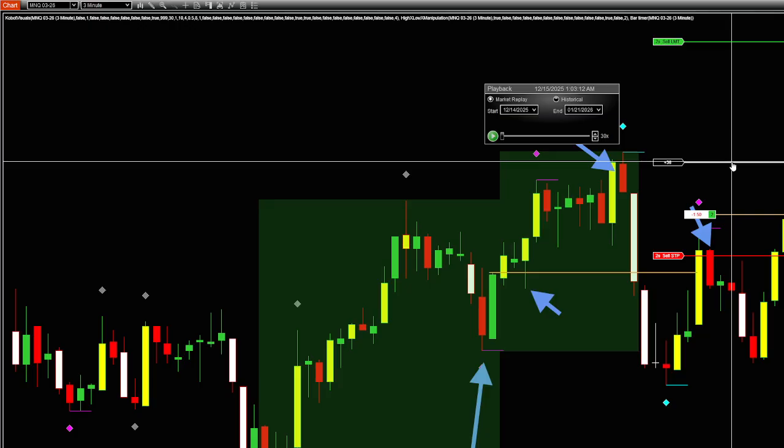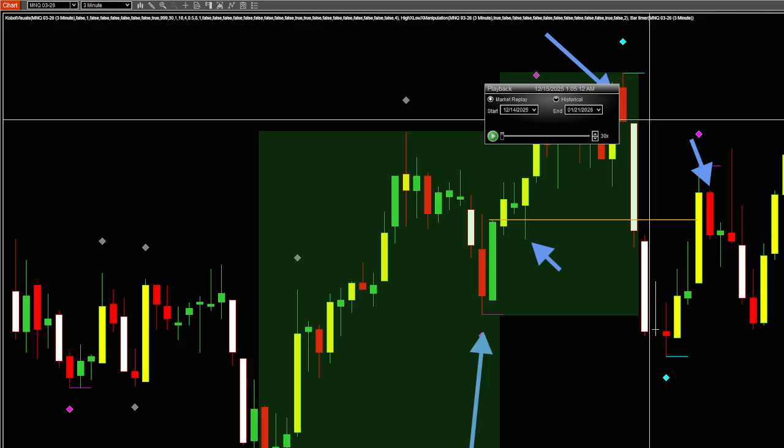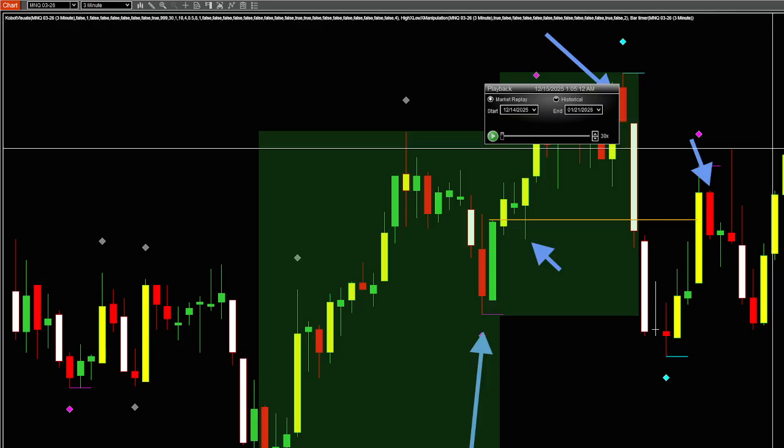I mean, 39.50. Try to come up to this body up here. Do we lose? Do we win? I don't know. Stop filled. Damn, another stop. Okay, but now I've got the reversal trade.